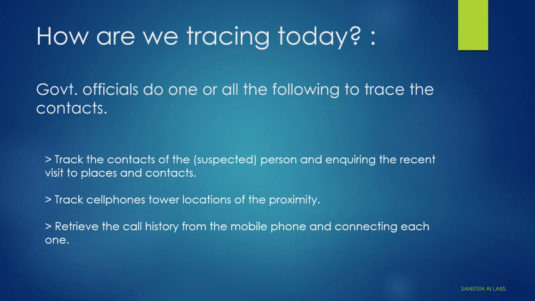The third option is retrieving the call history. With the consent of the patient, health officials can take the mobile phone and look at the call history, talking to each person one by one to see if they have any symptoms. If they do, they will be asked to come to the hospital for a checkup. If they do not, most probably they will be asked to quarantine at home. So that's the method we use today, and that's how we are doing contact tracing.